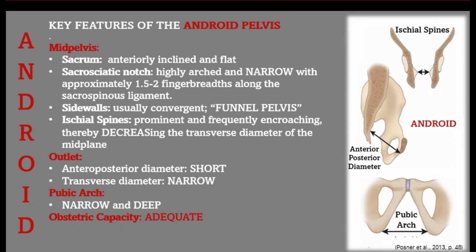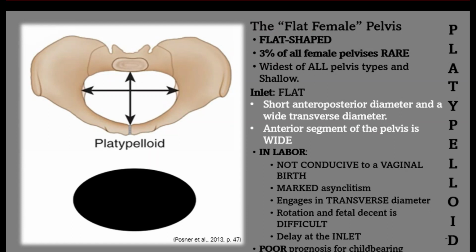The ischial spine is prominent and frequently encroaching, thereby decreasing the transverse diameter of the midplane. The outlet: the AP diameter is short, the transverse diameter is narrow, and the pubic arch is narrow and deep. The obstetric capacity is adequate, and there is a poor prognosis for a vaginal birth with this pelvic type.